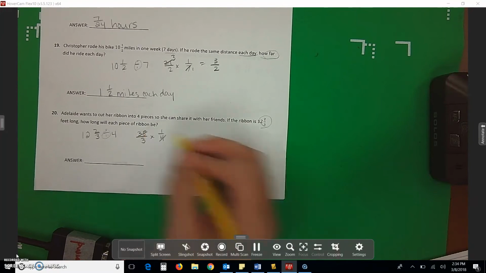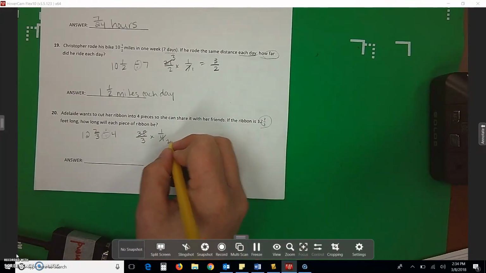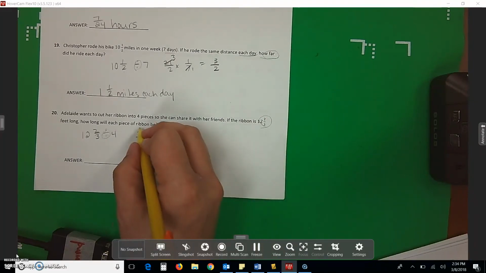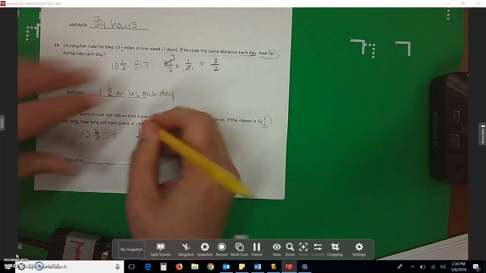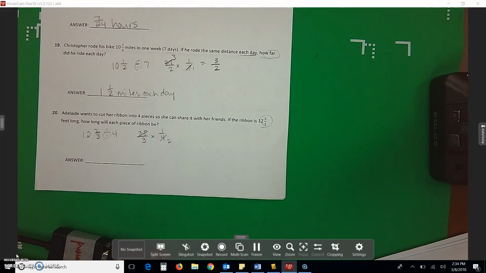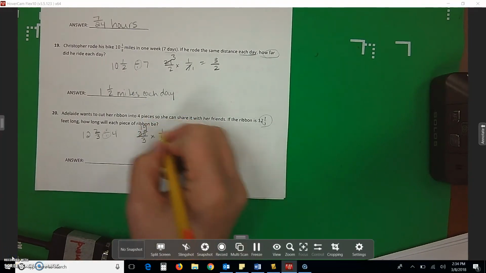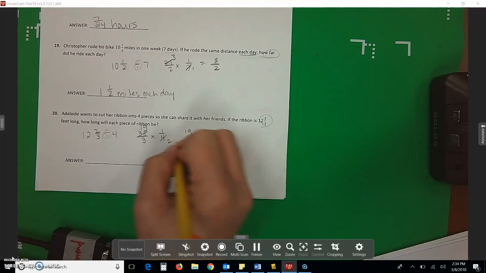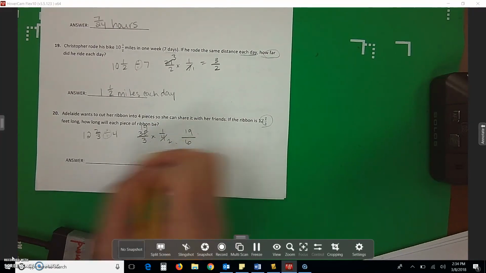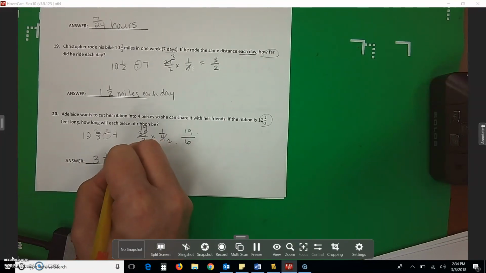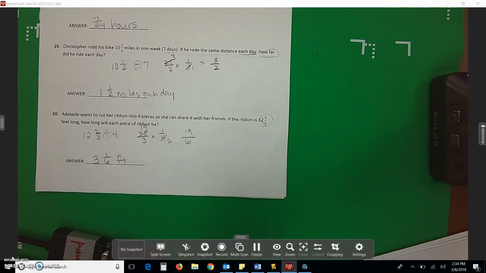4 and 38 are even numbers, so that's going to be a 2. That's going to be a 19. 19 times 1 is 19. 3 times 2 is 6. 6 goes into 19 3 times with 1 left over. So 3 1/6 feet of ribbon for each bow. That is it for the second and third pages.